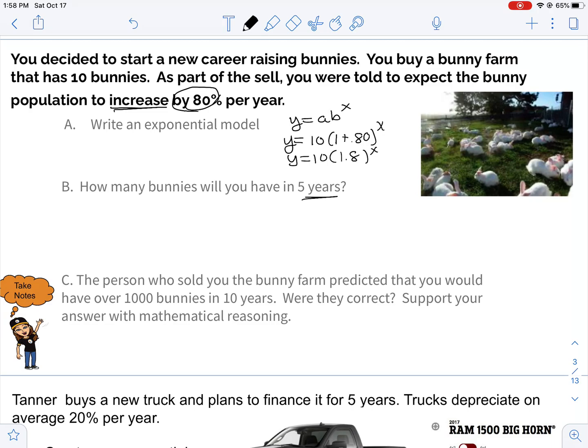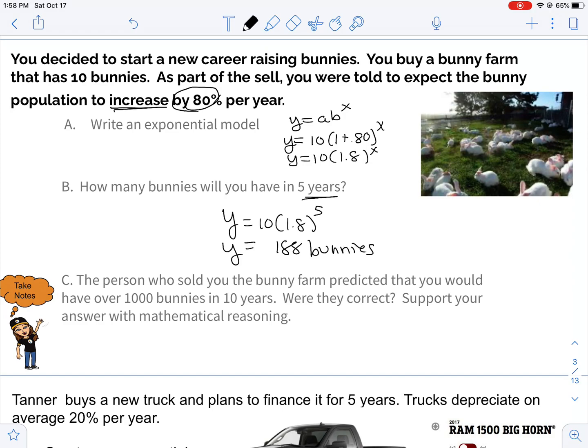Okay, how many bunnies will we have in 5 years? This is where we can use our model. And we can substitute in our 5, and grab your calculator or Desmos, and we can see it's about 188 bunnies. Okay, so in 5 years, we can have about 188.